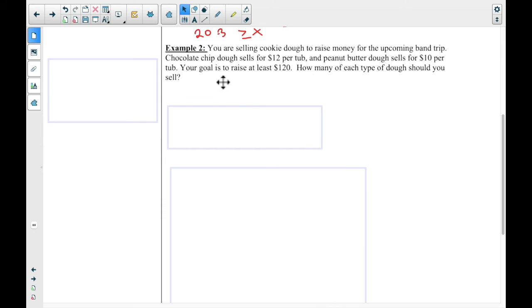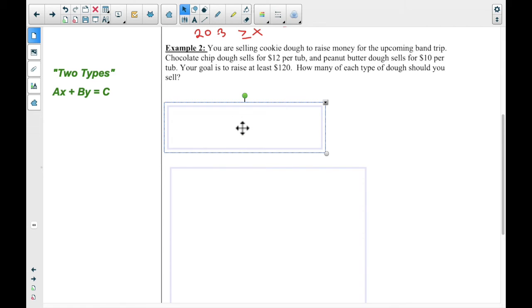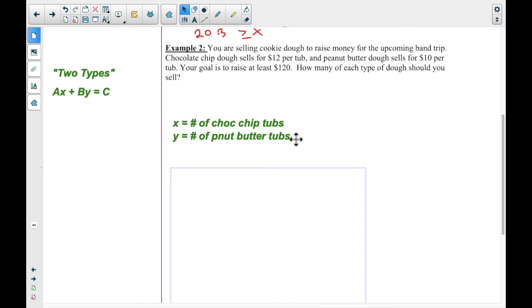Okay, this is one of those I was talking about the other day. It is a two types. And when we have two types, we're going to use ax plus by equals c. All right, well, what are the two types I'm talking about? I'm going to let x equal the number of chocolate chip tubs and y equal the number of peanut butter tubs.